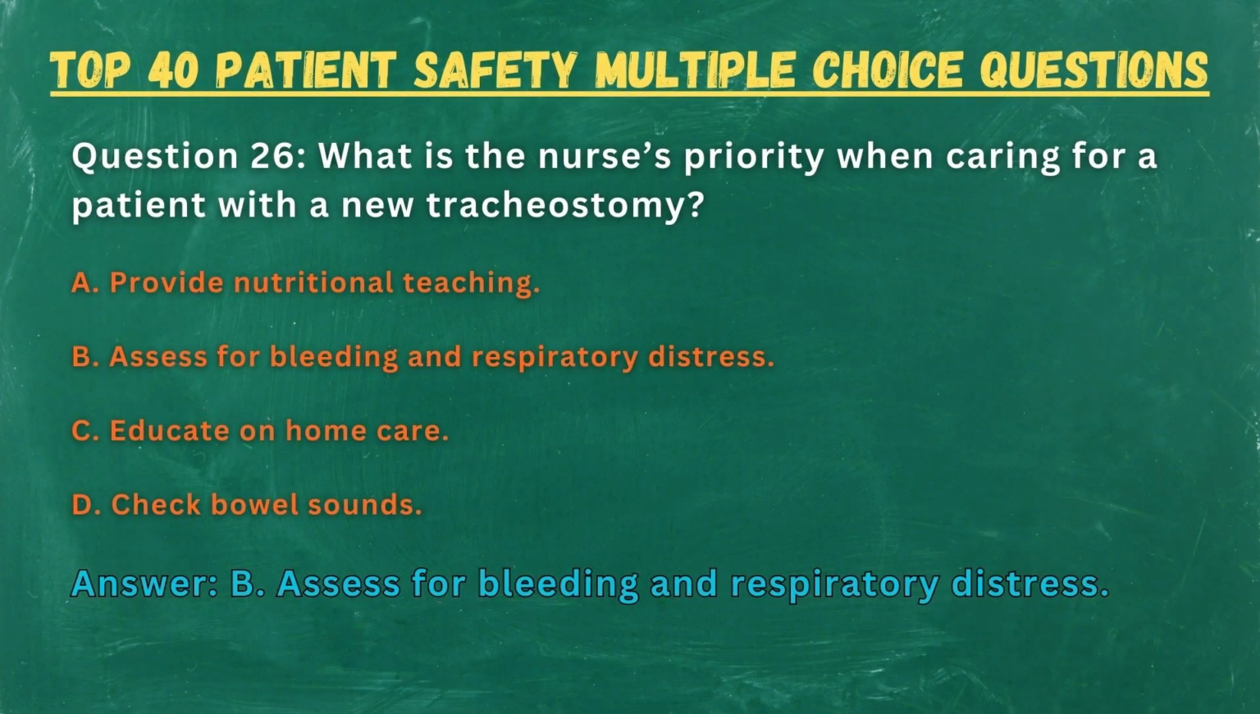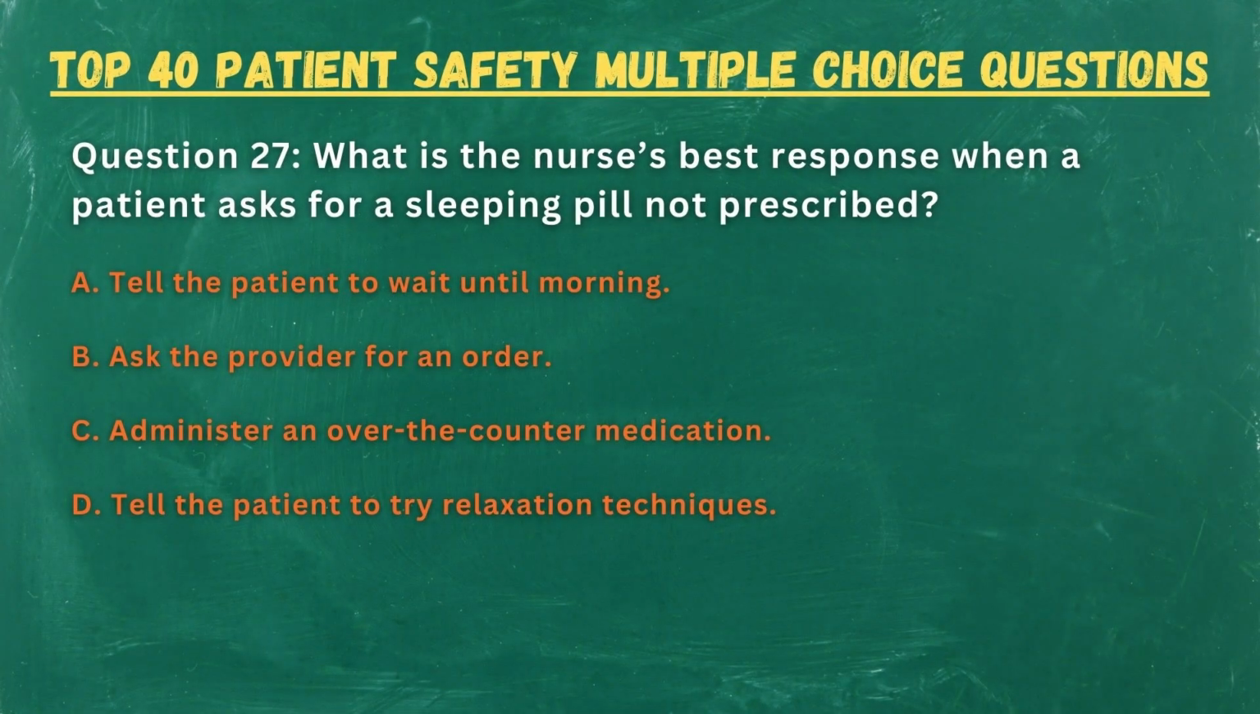Answer: B. Assess for bleeding and respiratory distress. Question 27. What is the nurse's best response when a patient asks for a sleeping pill not prescribed? A. Tell the patient to wait until morning. B. Ask the provider for an order. C. Administer an over-the-counter medication. D. Tell the patient to try relaxation techniques.